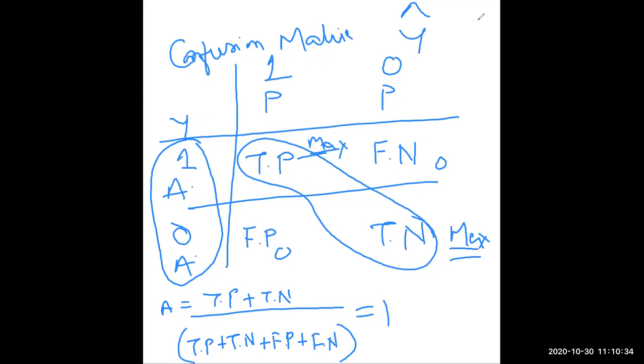There's another metric that is considered, called precision. Precision is basically true positives divided by true positives plus false positives. This is another metric, called precision, that is used for evaluation of logistic regression.